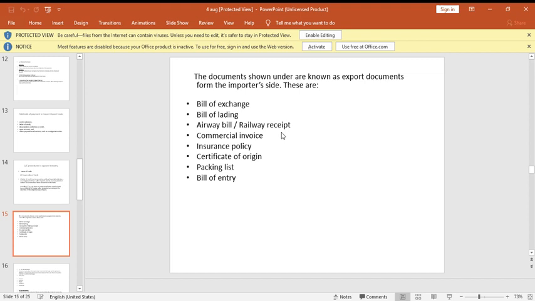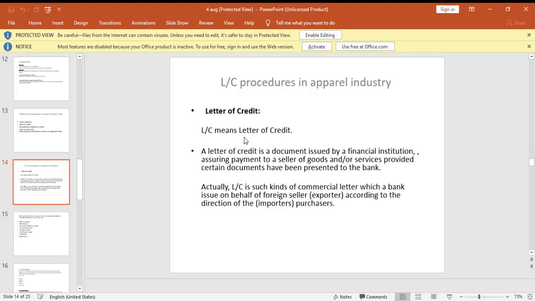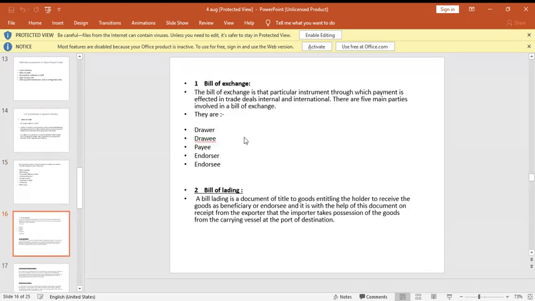The documents shown are known as export documents from the importer's side. These are bill of exchange, bill of lading, airway bill or railway receipt, commercial invoice, insurance policy, certificate of origin, packing list, and bill of entry. And these are the eight which come under the documents of letter of credit. So one by one we are going to learn now.